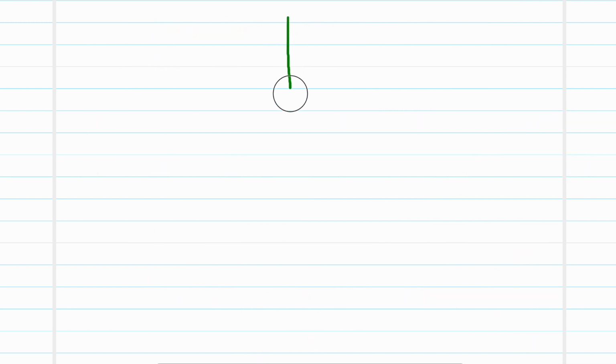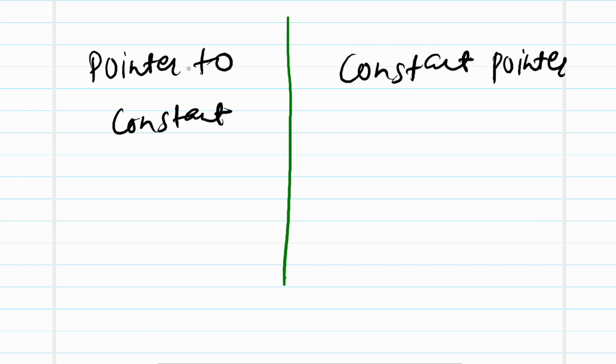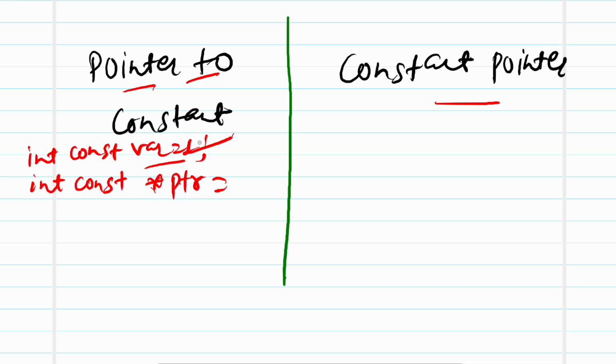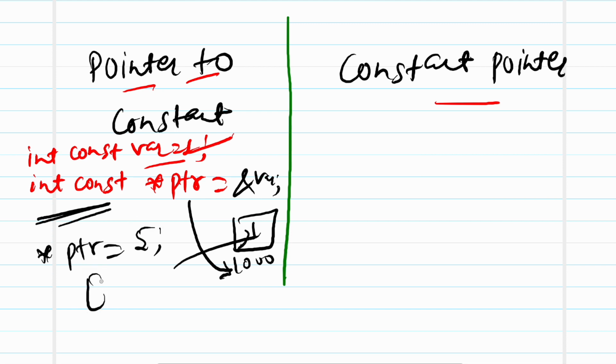Next, understand the difference between pointer to constant and constant pointer. These two are totally different concepts. When you say pointer to constant, it means our pointer ptr is pointing or referring to a constant variable. This variable is constant, its value, let's say, is 1, and our pointer is storing the address 1000. So here our variable is constant. You cannot change this value 1 from here. If you write star ptr equals 5, then this will give you an error.